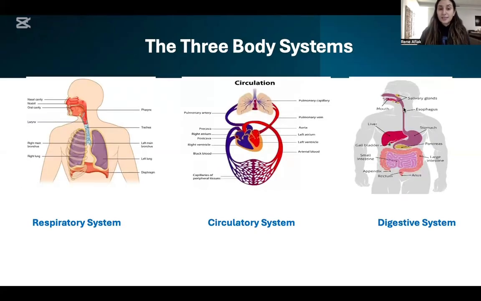The 3 body systems that have been studied in the unit plan include the respiratory system, circulatory system, and digestive system. It is very important for students to recognize that these 3 systems work together to keep the human body safe and healthy. The digestive system provides the body with nutrients and energy. The respiratory system provides the body with oxygen, and the circulatory system is like a traveler. It delivers all the energy, nutrients, and oxygen to the body.